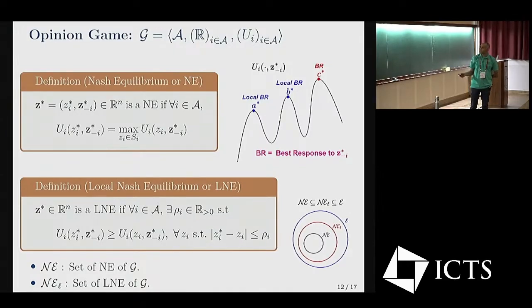So from their definitions, we can immediately say that the set of Nash equilibria has to be a subset of the set of local Nash equilibria. And in this particular problem, these local Nash equilibria also turn out to be equilibrium points for our dynamics.